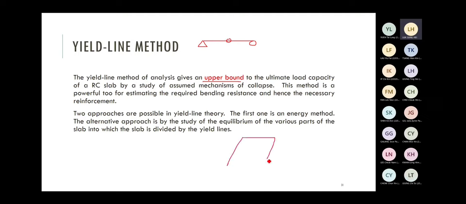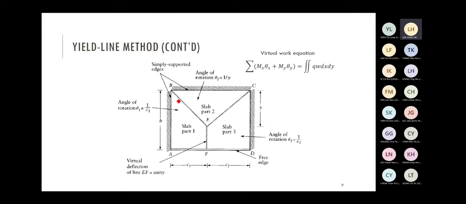Then what about for a slab? For a slab, when yielding occurs, it will appear as a straight line, not a point but a straight line. We call that a yield line. For the 2D version, the plastic hinge is not a point, right? It's a straight line. That's why we call it the yield line method. The yield line pattern depends on the boundary conditions, how many supports you have.